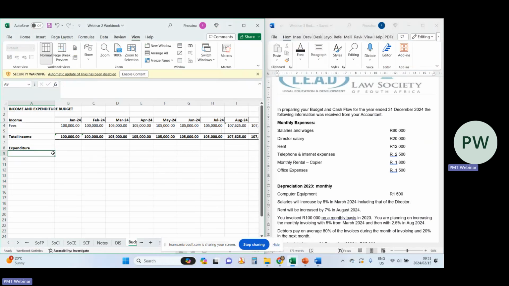So we start with salaries. Salaries and wages, and then director's salary. And then we've got rent. I think I was supposed to make it bold. And then we've got telephone and internet expenses. And we've got copier rental. And then office expenses. So office expenses, I think, like your stationery, your groceries, your fuel. So they just to minimize.